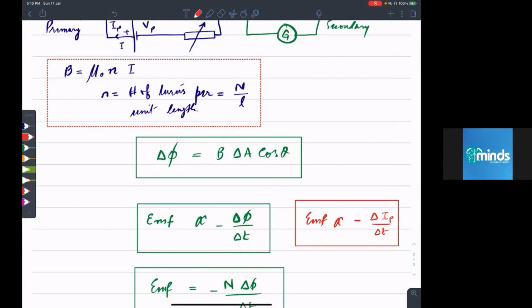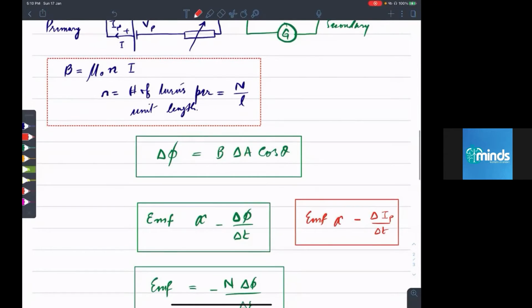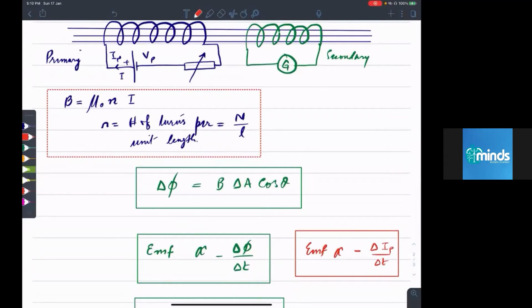You people may think, instead of saying it is rate of change of flux of the secondary, the green one, if I just say induced EMF is directly proportional to rate of change of current of primary coil, the blue one, it is valid. Because flux is changing, because B is changing, and B is changing because current is changing. So Faraday's law can be written in both the formats.